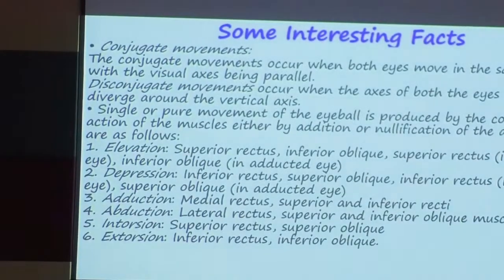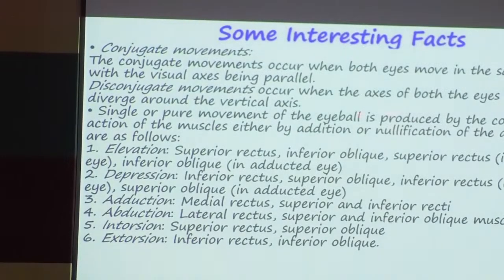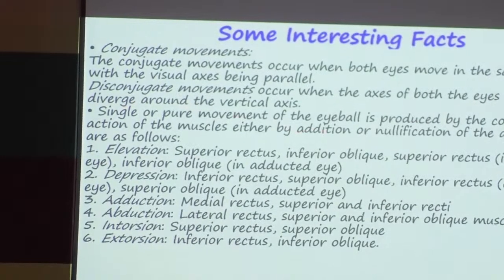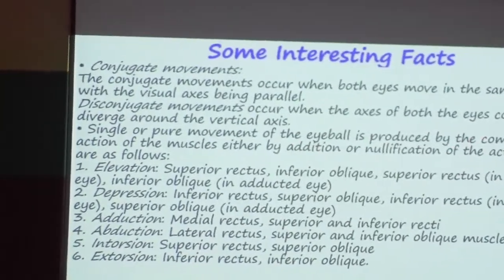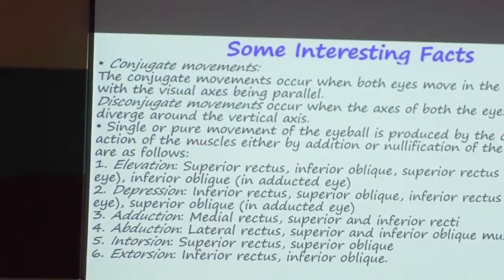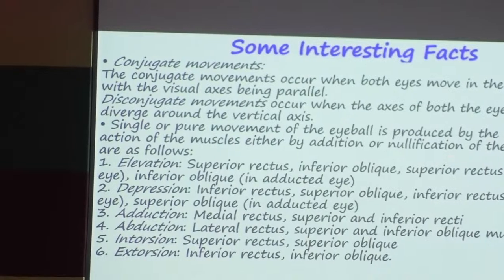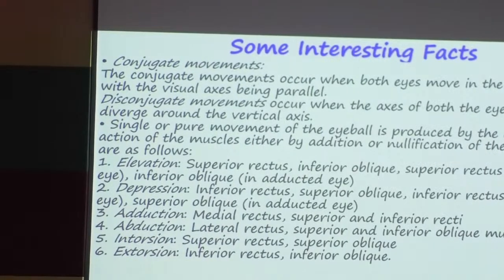This is very, very important. These actions are very important. So on the different movements, conjugate movements occur when both eyes move in the same direction with the visual axes being parallel. Disconjugate movements occur when the axes of both eyes converge and diverge around the vertical axis. And single or pure movement of the eyeball is produced by combined action of different muscles, either by addition or nullification of the action. And these are elevation, depression, abduction, intorsion, extorsion.